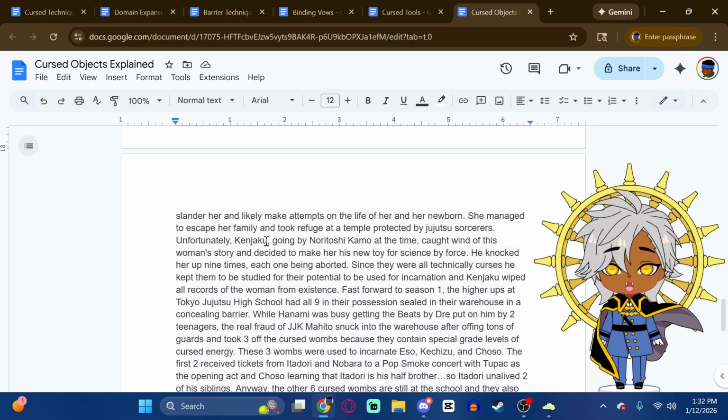Unfortunately, Kenjaku, who was going by the name Noritoshi Kamo at the time, caught wind of this woman's story and decided to make her his toy for the sake of science by force. He basically knocked her up 9 times, each one of them being aborted.